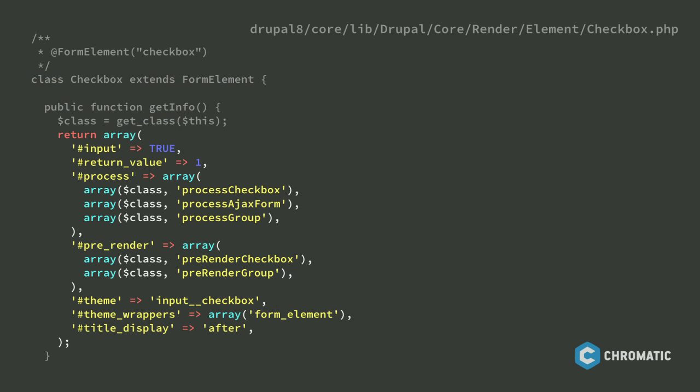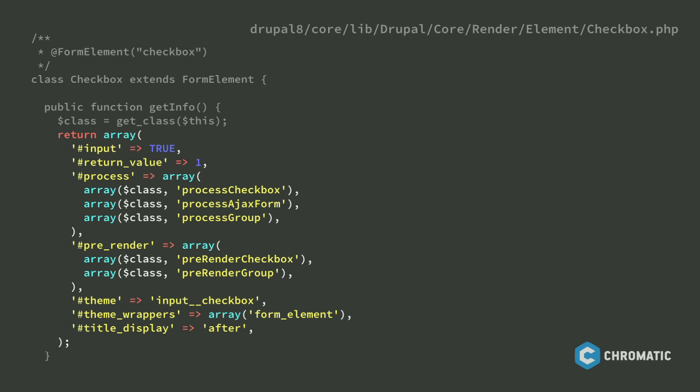The other thing that we'll see, and this isn't the whole class, is that the render element's getInfo method returns something that looks a lot like the render arrays we've been looking at. So this is where the previous definition comes into play. A render element is a prepackaged default render array. So our render element defines all of these defaults so that we don't have to.